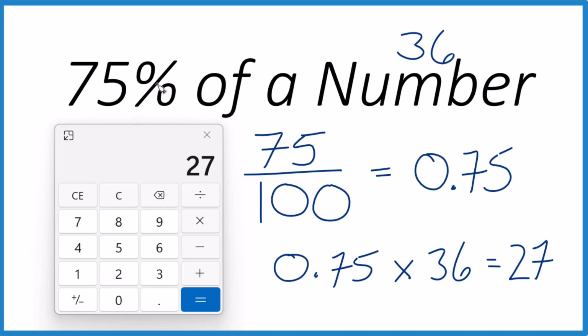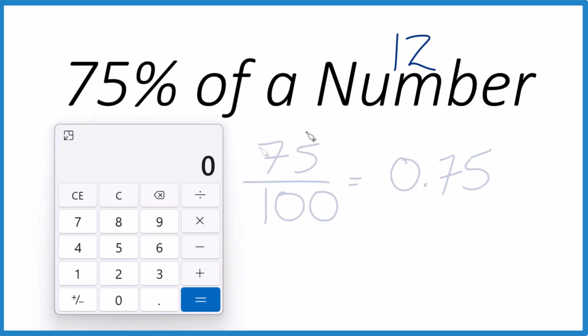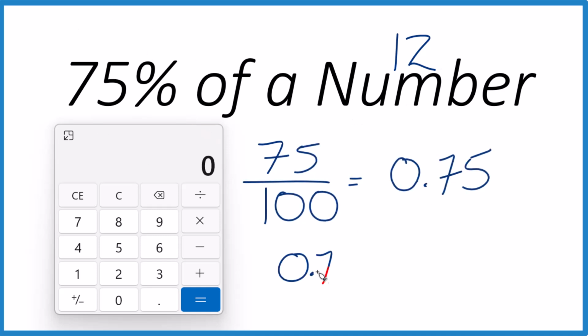We just took our percent divided by 100 to get a decimal. Then we multiply that decimal by the number. So pause and try this one. Let's do 12. We divide our percent by 100 to get a decimal. Then we multiply our decimal by the number. We get 9. So 75% of the number 12, that gives us 9.